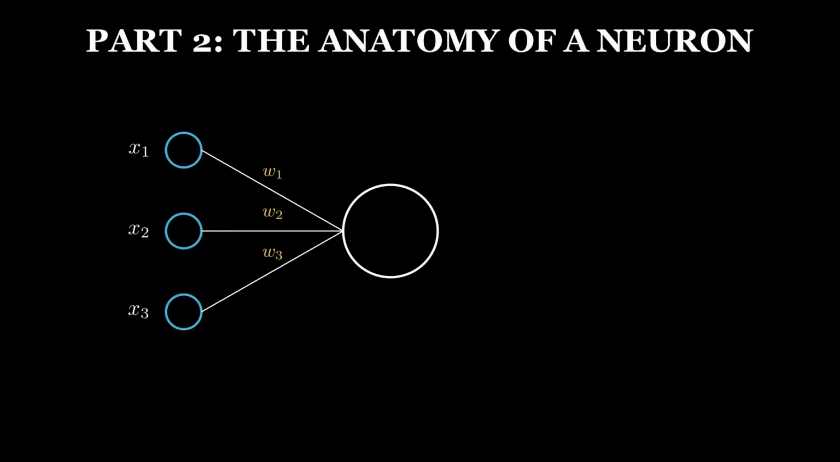Next, we move on to the structure of neurons. This is the basic anatomy of a neuron. Neurons always have inputs, weights, and biases. The way they work is that they receive inputs, multiply them by weights, and add them to biases. Mathematically, this is simply a linear transformation.